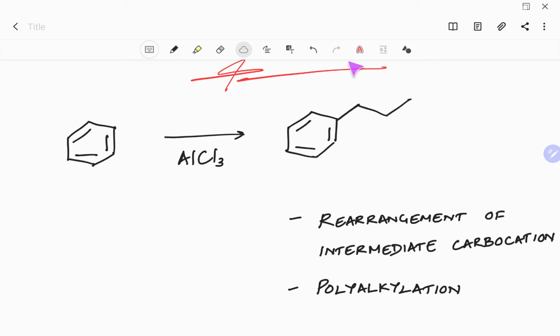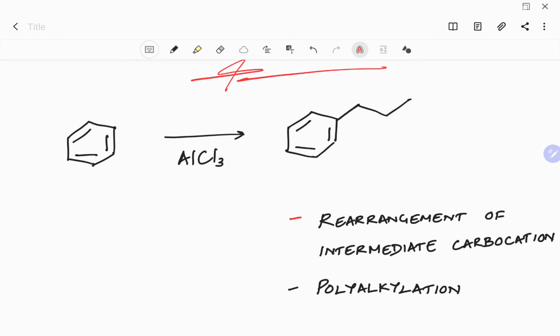One of the most important limitations is that sometimes when you are using an alkyl halide to generate alkylated benzenes, the carbocations formed from the alkyl halides could rearrange. So the product that you get might not be what you expect in the original reaction. As an example, let's take a look at this one.